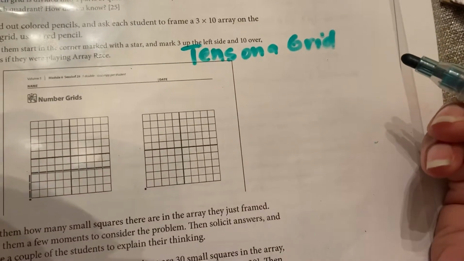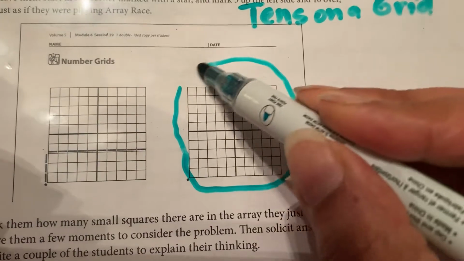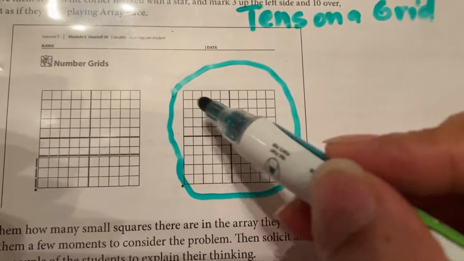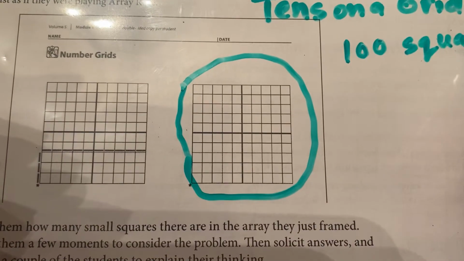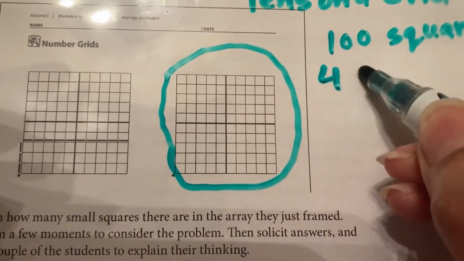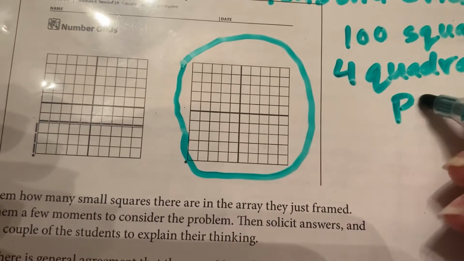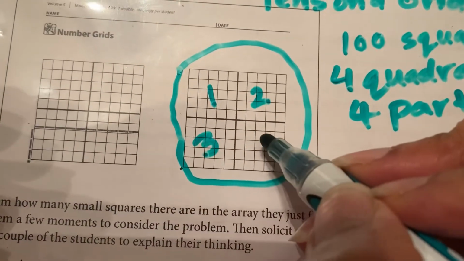Hi everyone, so today we are going to do tens on a grid and we will learn what a grid is. So this diagram here that we see right here, this is known as a grid. Every grid has 100 tiny squares and it is all divided into 4 quadrants. Or these quadrants could be called 4 parts. 1, 2, 3, 4.